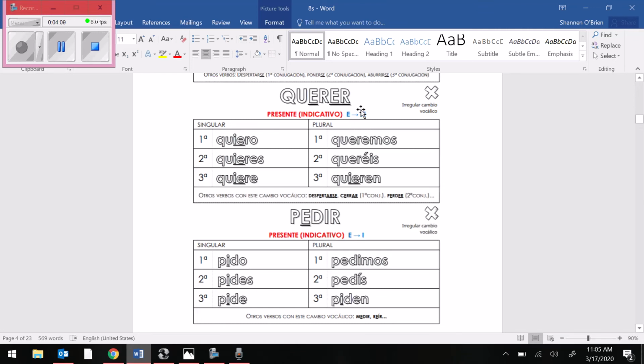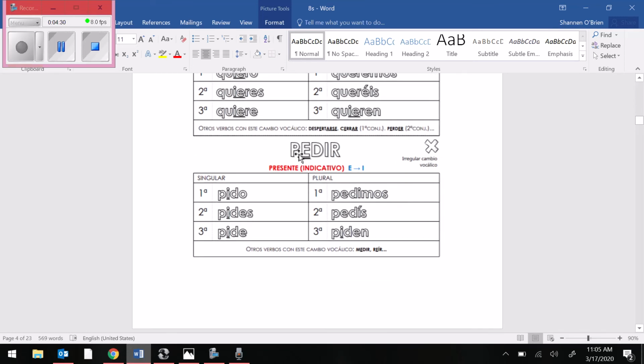It tells you what type of verb querer is. It's one of your E to IE. Down here, it also has the reflexive verb despertarse, which means to wake up, okay? Cerrar means close, and perder means to lose. Those are all types of your E to IE stem changers. You're going to do the same thing down here with pedir, which is one of your E to I stem changers. So you're going to color in red the I in pido, pides, pide, and piden, okay? Your verbs down here, medir is like to fold, and reír is to laugh.